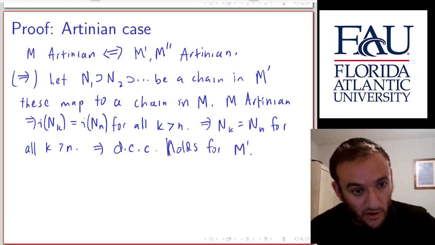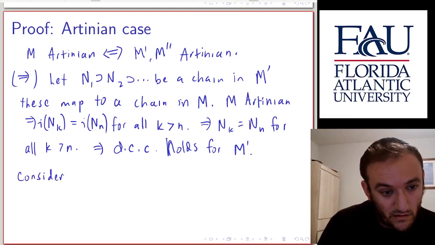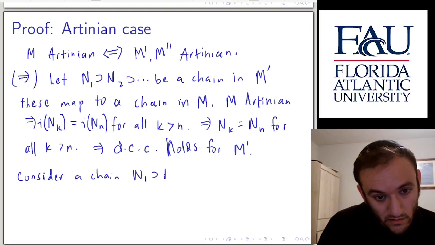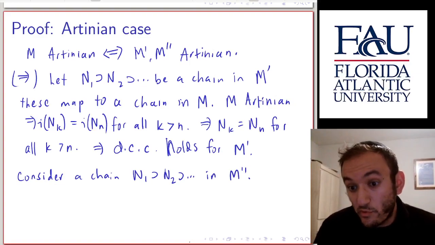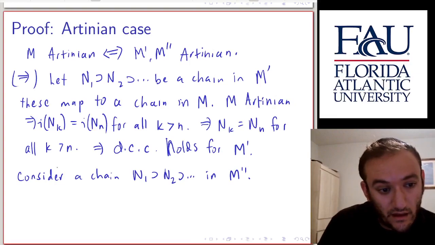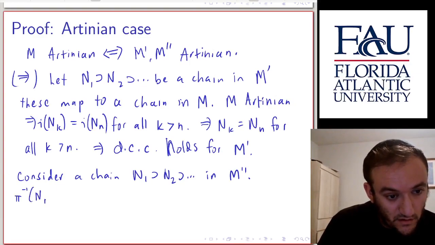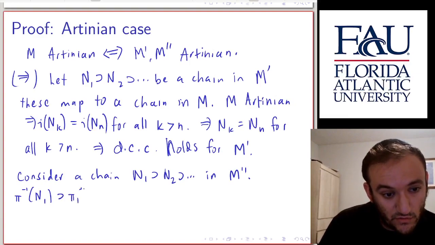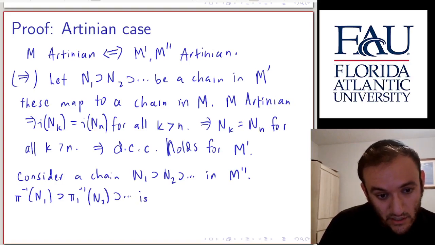In terms of M double prime, consider a chain N1 contains N2, etc. in M double prime. Then we can consider the preimage under pi of those submodules. So pi inverse N1 contains pi inverse N2, etc. is a chain in M.